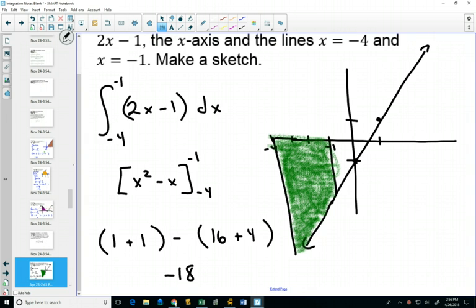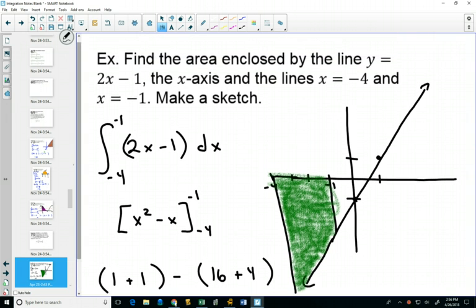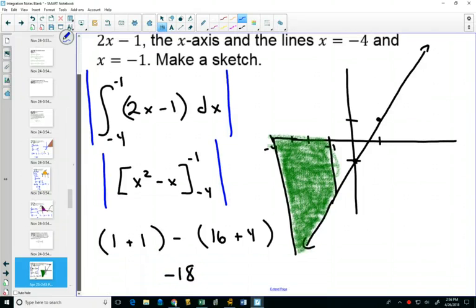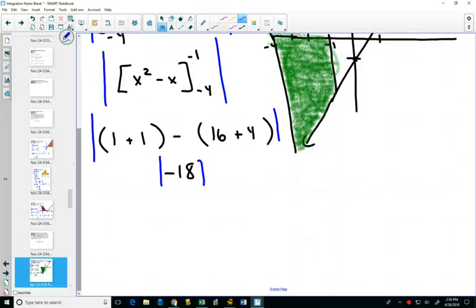But the question is asking us to find the area enclosed by this line and the x-axis. That area that's there, that's a positive area. So what we can do afterwards is go, oh, that was supposed to be positive. So I can add absolute value bars here, here, and here, and then say the answer is 18. I just did. What do you mean I can't just do that?